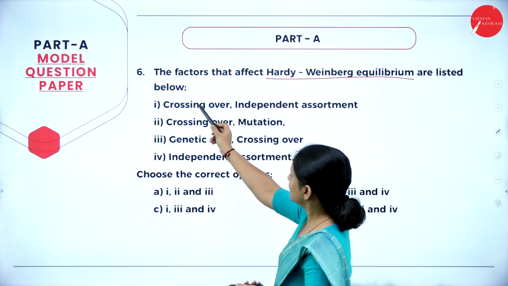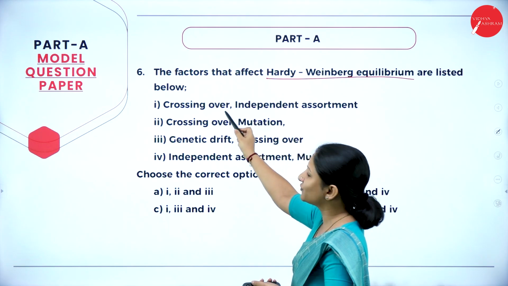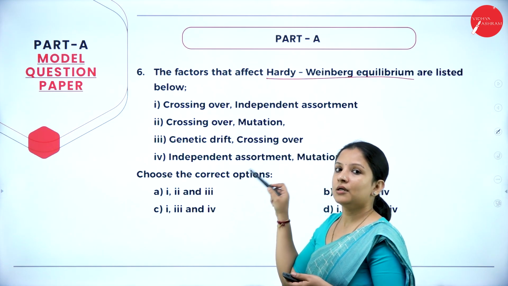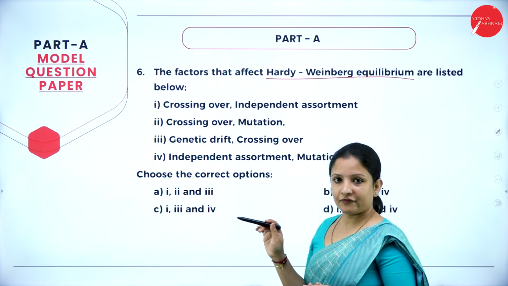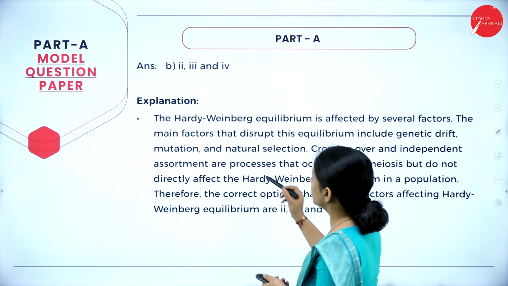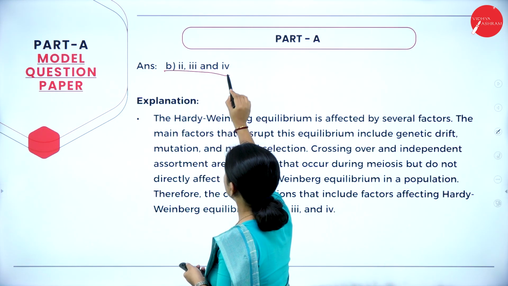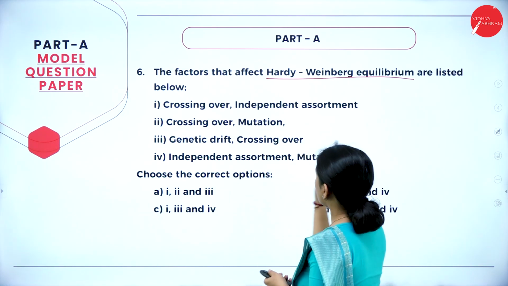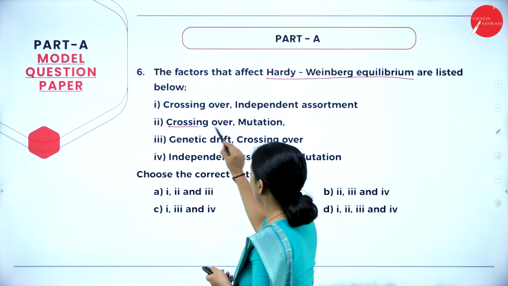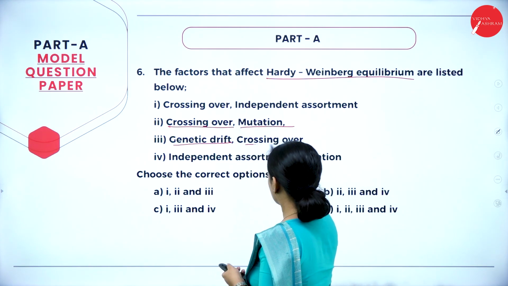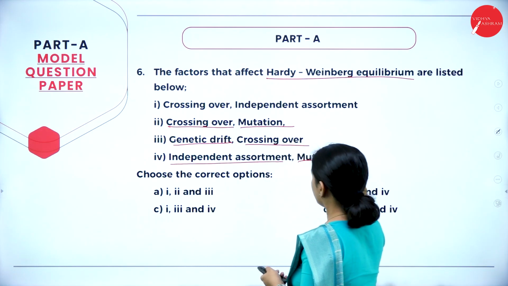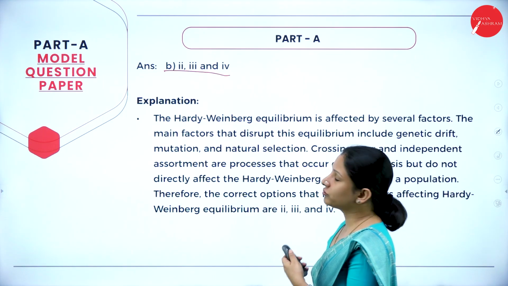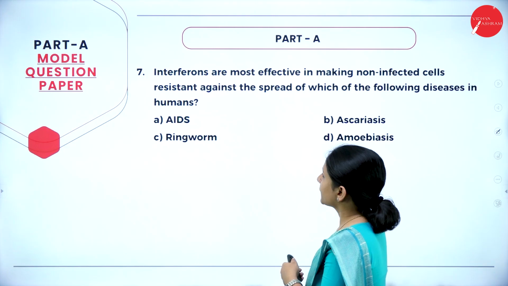Say for example, this is correct but the other one is wrong. You can't choose this as the correct option. All the points given in the option should match with the limitations or the factors that affect Hardy-Weinberg's principle. So the answer here is option B, that is 2, 3 and 4 is correct. This means the factors that affect Hardy-Weinberg's equilibrium are crossing over and mutation, genetic drift and crossing over, independent assortment and mutation. So that is the right answer here. The answer is B, 2, 3 and 4. So moving further.